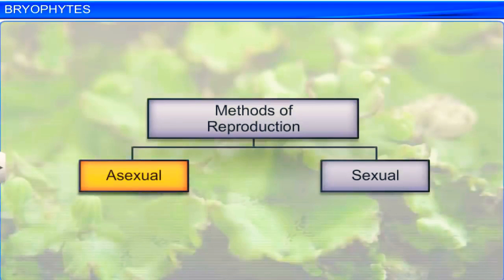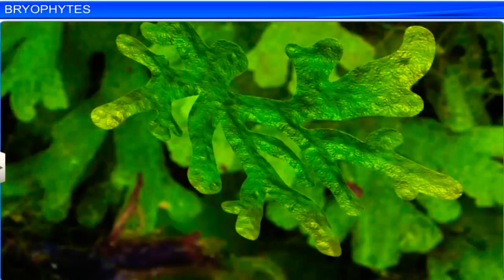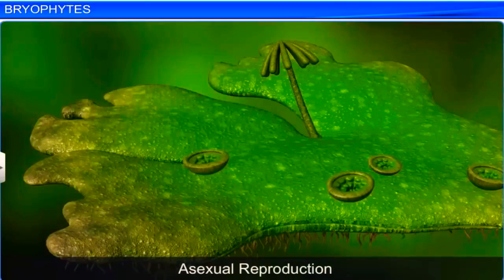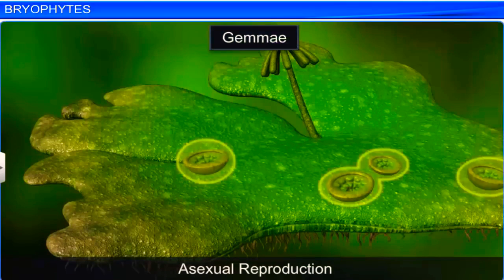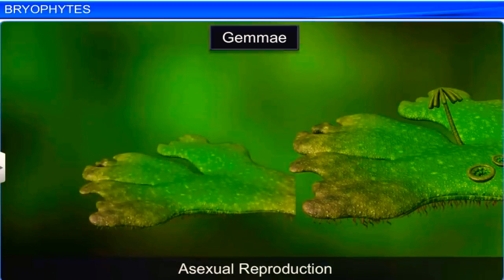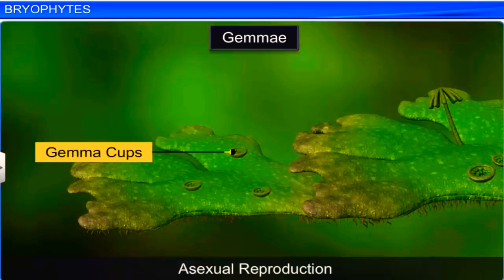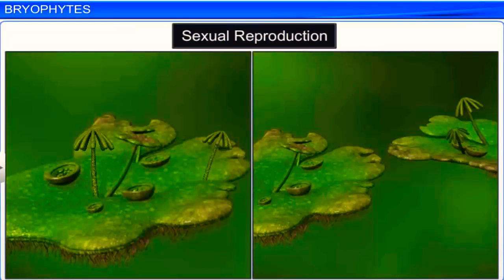Liverworts reproduce both asexually and sexually. In the case of asexual reproduction, we observe fragmentation of the thallus. Asexual reproduction also occurs when gemmae are formed. They are green, multicellular, asexual buds that separate from the parent and develop into new individuals. They develop in small receptacles called gemma cups located on the thallus. In the case of sexual reproduction, the male and female sex organs are produced either on the same or on different thallus.